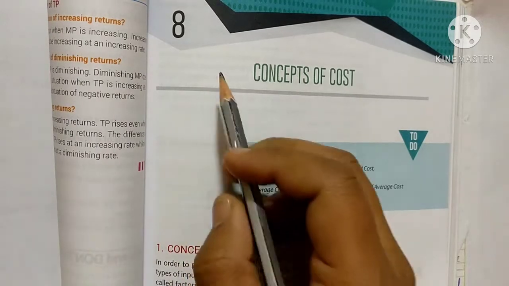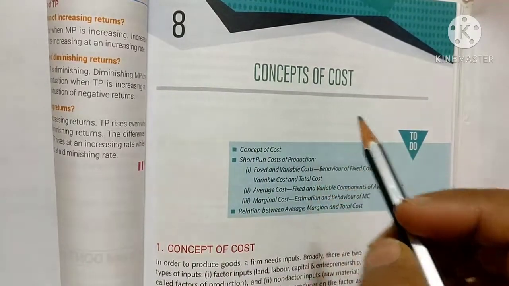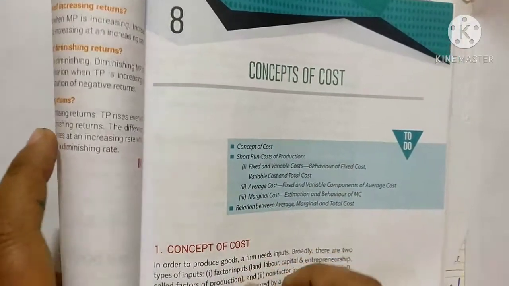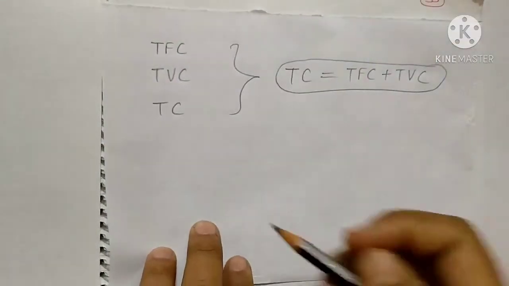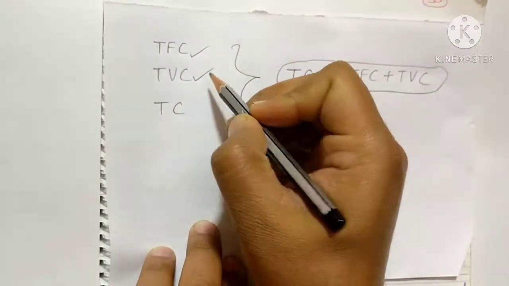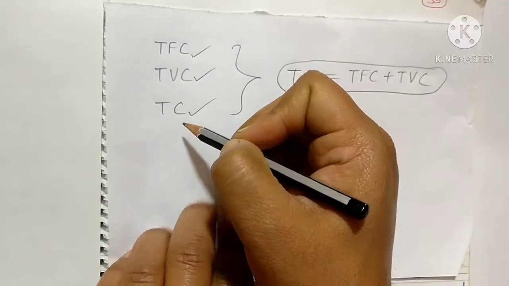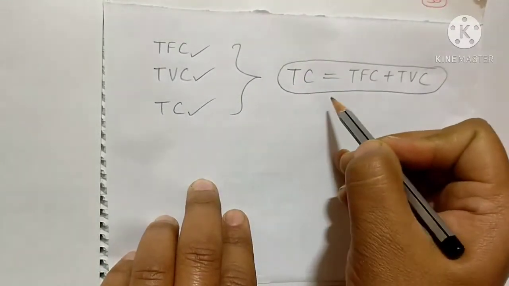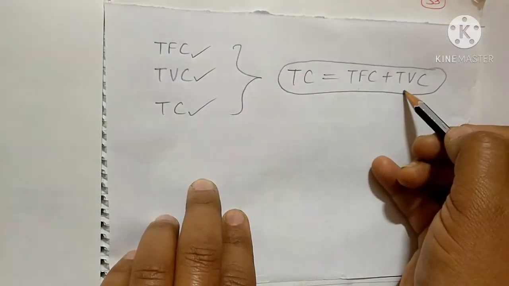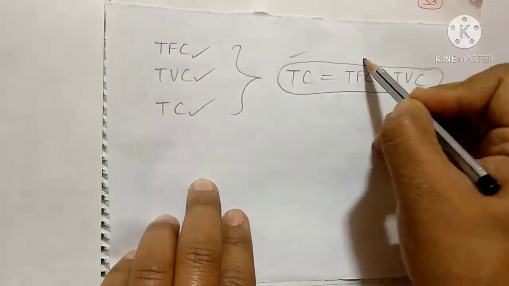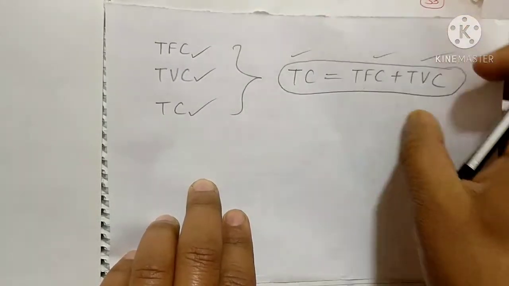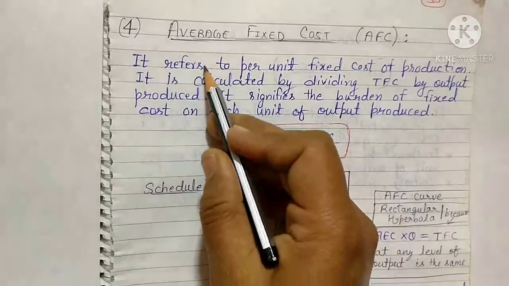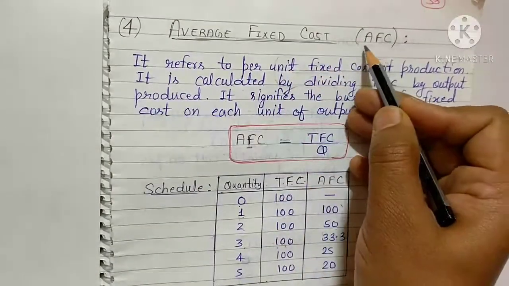So students, we are doing chapter number 8, that is concept of cost, and this is part number 2 of this chapter. In our previous video we have learned about total fixed cost, total variable cost, and total cost, and we have learned that total cost is equal to the sum of TFC and TVC. So we have learned about three types of cost. Today we'll learn about the fourth type of cost, that is average fixed cost, or AFC.